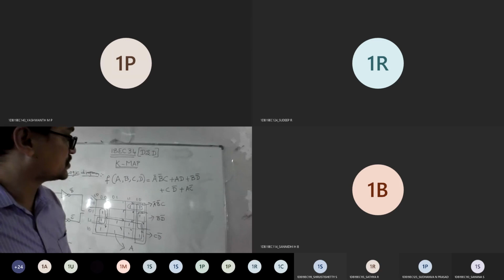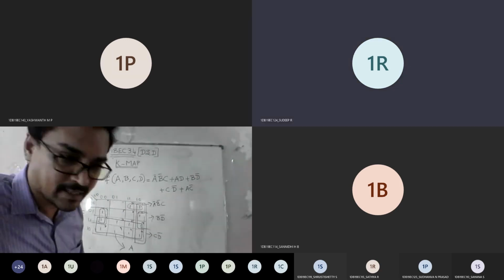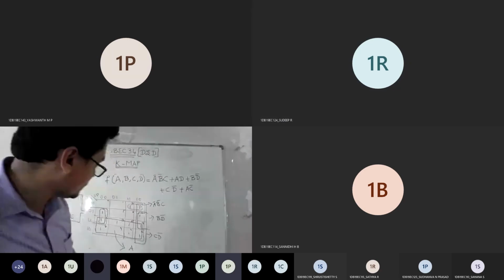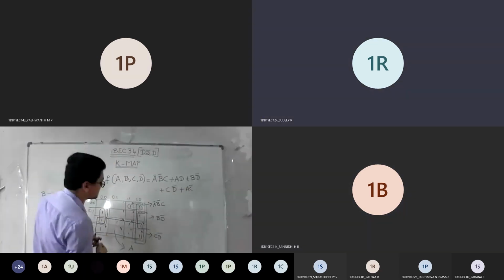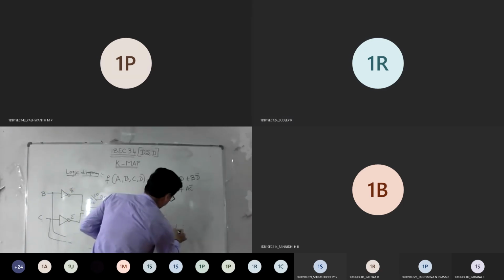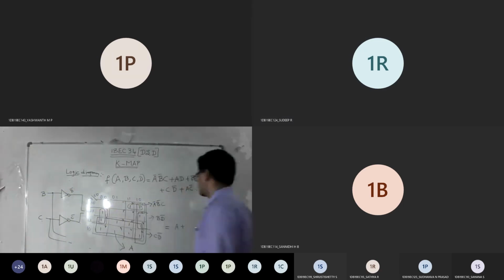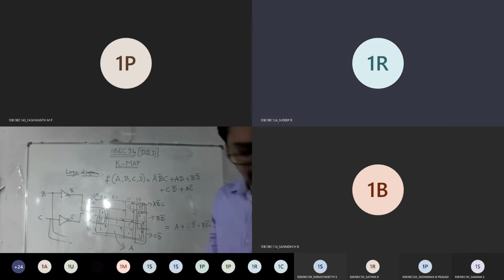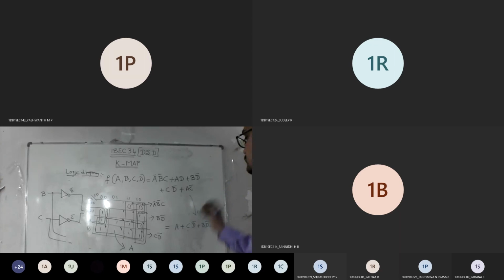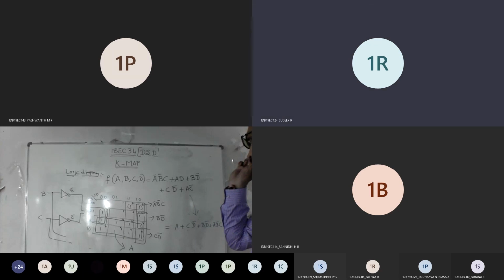Look at the question. So at least we reduced from 5 terms to 4 now. Correct? Yes, sir. The question was that much. Now we got the final answer. If you write the final answer now, it says A plus C D bar plus B D bar plus A bar B bar C. Just compare. This is the answer. Can we reduce further anywhere? No, sir.